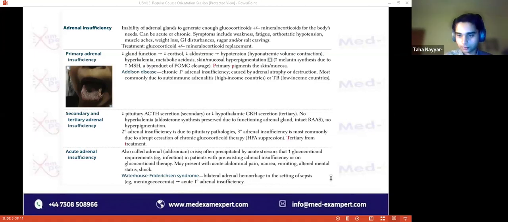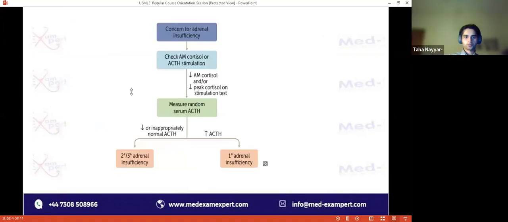So if you are concerned for adrenal insufficiency, you can check morning cortisol levels, or you can do the ACTH stimulation test.